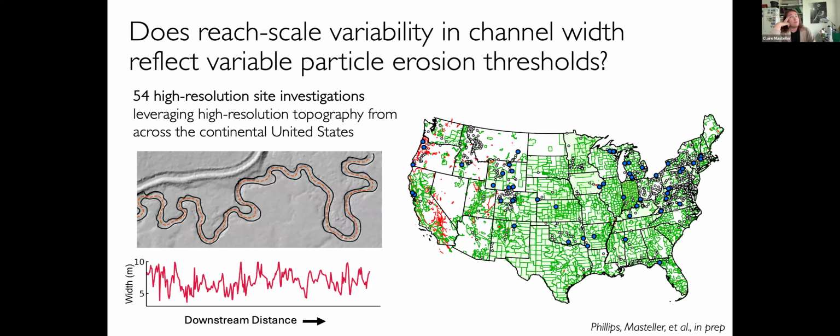And so we carried out 54 high-resolution site investigations leveraging this high-resolution topography. All of those sites are identified here as blue dots. What we did is we generated a channel center line and then traced the river banks at the reach scale to create a higher resolution record of channel width with downstream distance for these individual reaches.